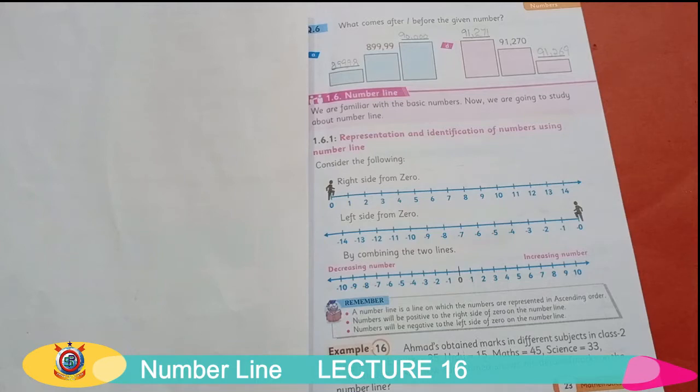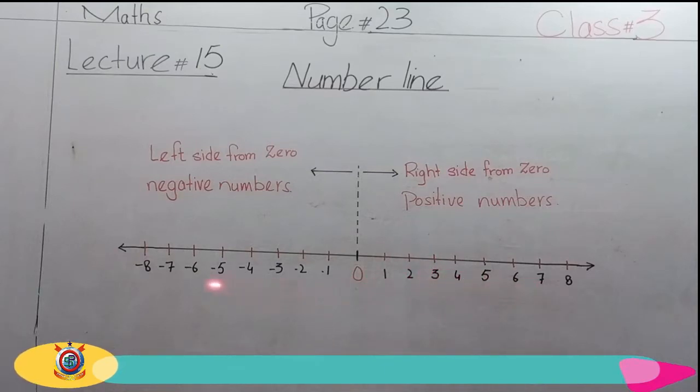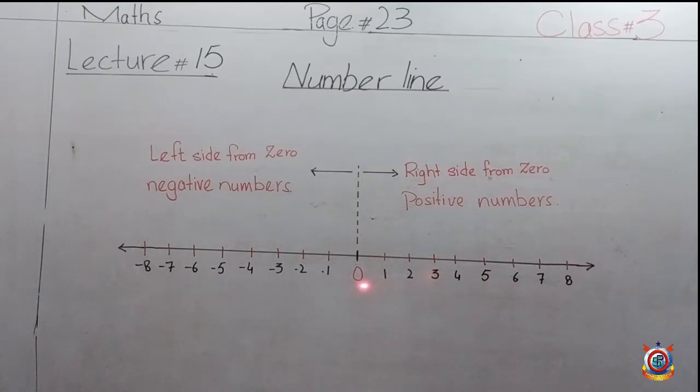Now have a look on board. Now students, look here. Look at the line. This is called number line, which has numbers, positive numbers and negative numbers, and you have 0 in this number line. Students, in this number line, look at the right side from the 0. This is the point 0.